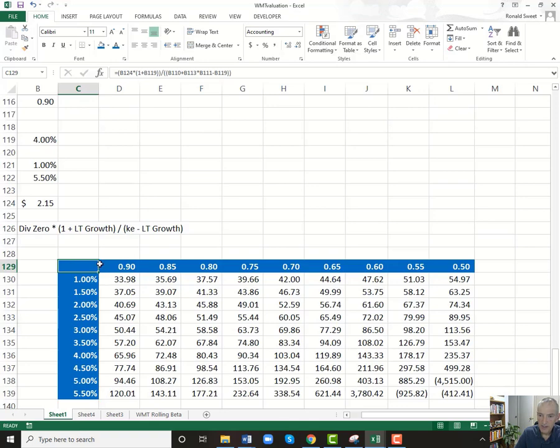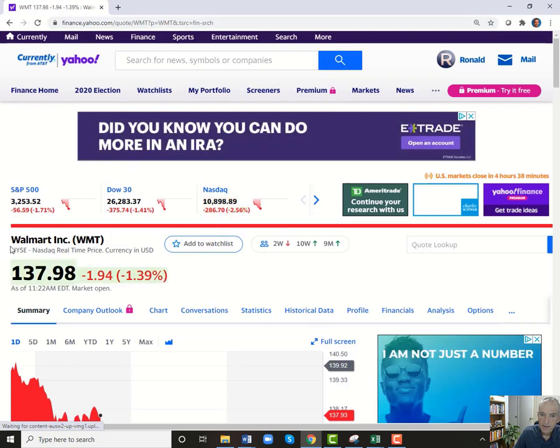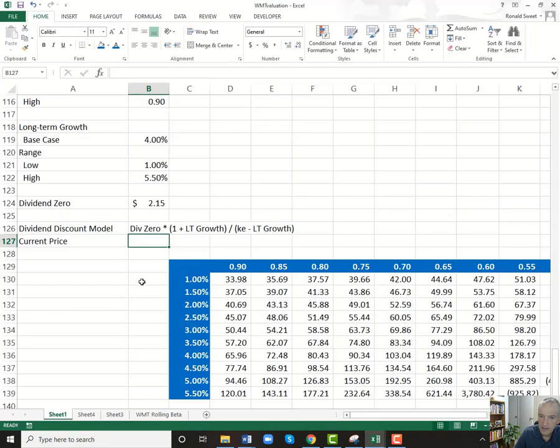So now we got all these prices. Now what do we want to do? Well, let's go get the current price for Walmart. And so we can see the current price of Walmart is $137.98.